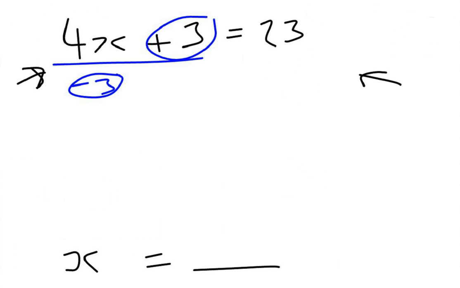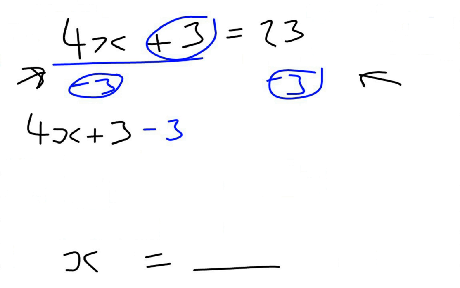So what we're going to do is we're going to do the opposite of the plus 3, which is minus 3. With equations, whatever you do to one side of the equal sign, you have to do to the other side of the equal sign. So I'm also going to take away 3 from that side there. So, on the left hand side of the equation, I have 4x plus 3, and then I'm going to take away that 3. On the right hand side of the equation, I've got 23, my original 23, take away 3.